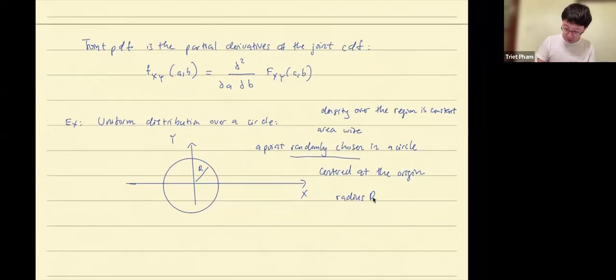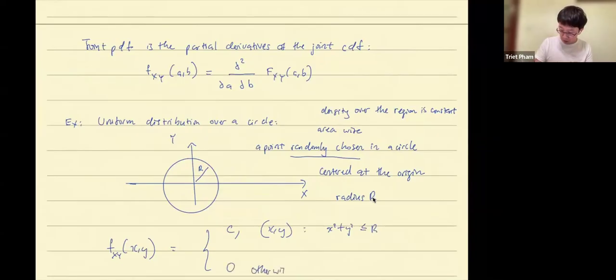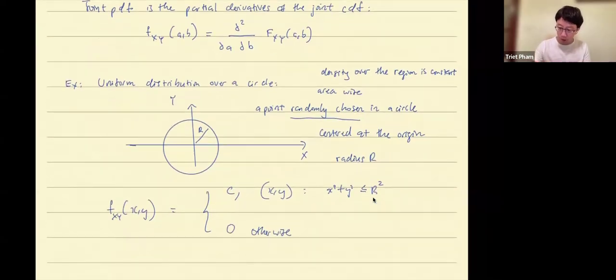So what we're saying is the joint PDF will be a constant if (x, y) is such that x squared plus y squared is less than or equal to r, and then 0 otherwise. Sorry, r squared. Okay, so that's what we mean by a uniform distribution over a circle.